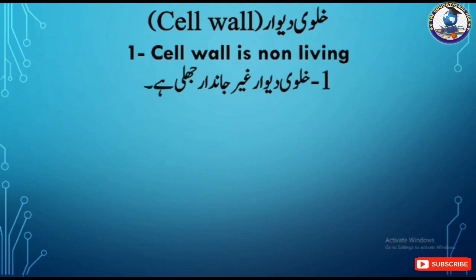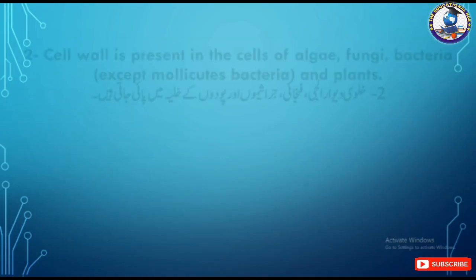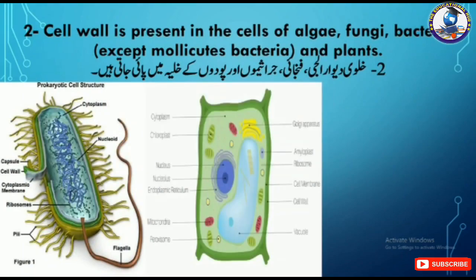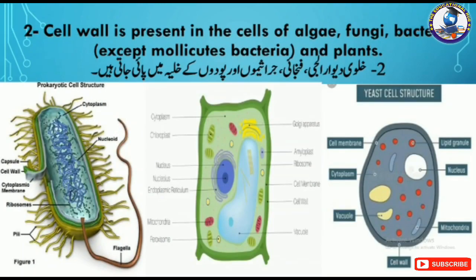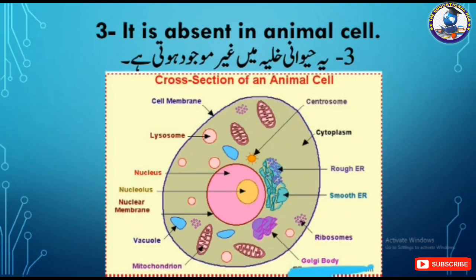So let's start our lecture. First we will discuss the structure of the cell wall. Cell wall is non-living. Cell wall is present in the cells of algae, fungi, bacteria (except mollicutes) and plants. It is usually absent in animal cells.